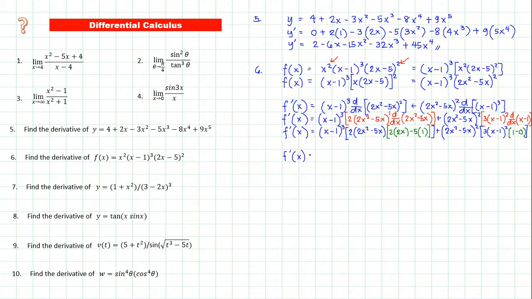So simplifying, usog lang tayo ng kaunti. f prime of x is equal to, ito isi-simplify natin to lahat. Una muna, kopyahin ko muna tong (x minus 1) cube yan, tapos ito naman, ganun pa rin, 2, tapos (2x squared minus 5x), di ba? Tapos ito, simplify ko lang muna guys. Ang mangyayari dyan, magiging 4x minus 5, right?